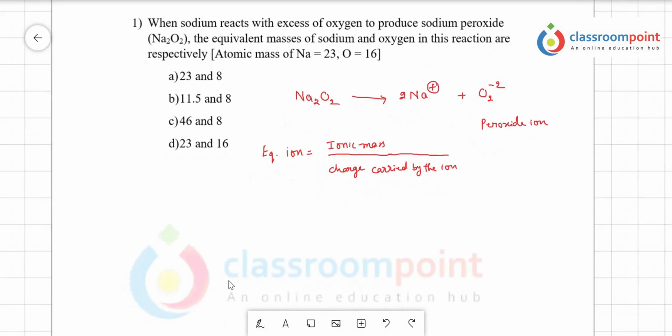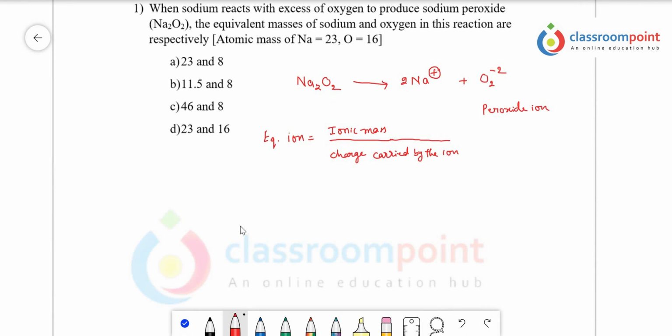Now let us see here. Equivalent mass of the sodium, Na plus. Sodium atomic mass is 23. Charge carried by each sodium is only 1. So its equivalent mass is 23.